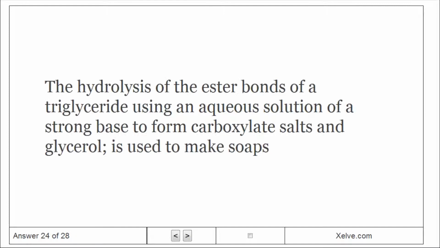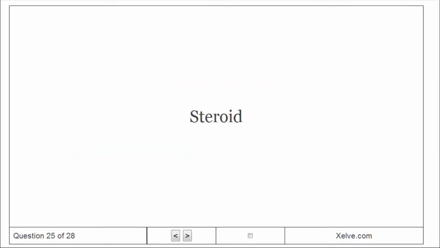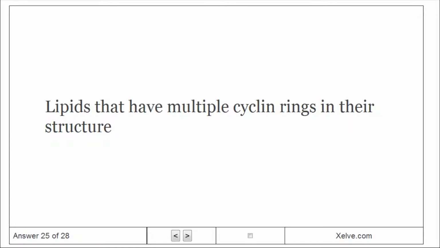Saponification. The hydrolysis of the ester bonds of a triglyceride using an aqueous solution of a strong base to form carboxylate salts and glycerol, used to make soaps. Steroid. Lipids that have multiple cyclic rings in their structure.